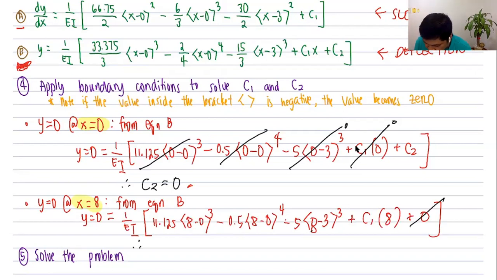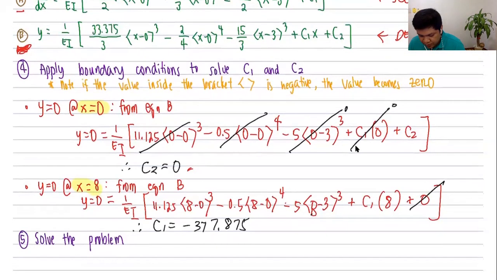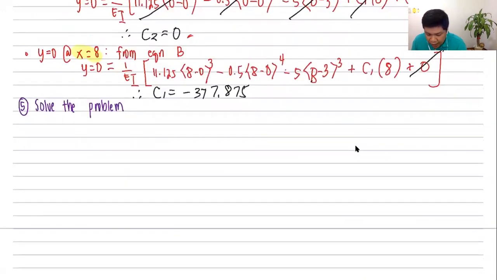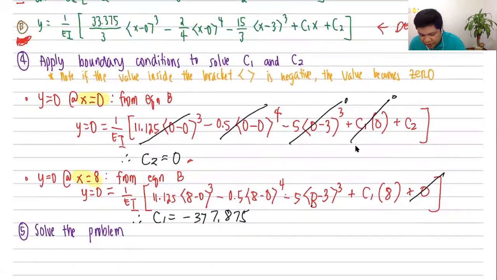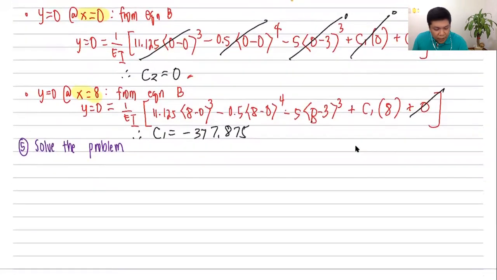I can say that, kindly solve and show that C1 is negative 377.875. So of course, here you get a value here. Okay? So again, this entire thing is equal to 0. Okay? Questions? Okay. Now, I can solve the problem since I already know the boundary conditions and have solved for C1 and C2. Okay? So the first question I think is we're being asked for the slope at A.